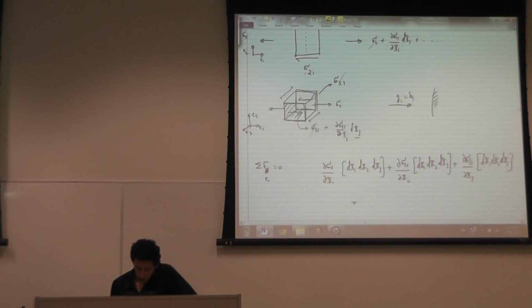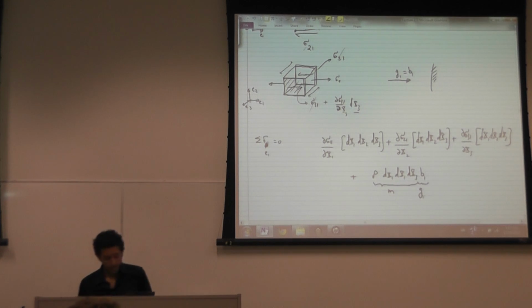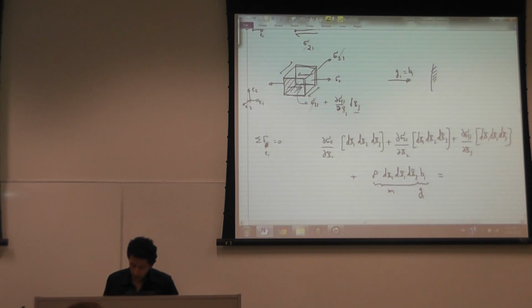The mass is equal to the density multiplied by the volume, which is dx1, dx2, dx3. And the gravity component we call b1. This is the mass, and this is the gravity. And this is equal to the mass, which is the density multiplied by the volume, multiplied by the acceleration in the direction 1.